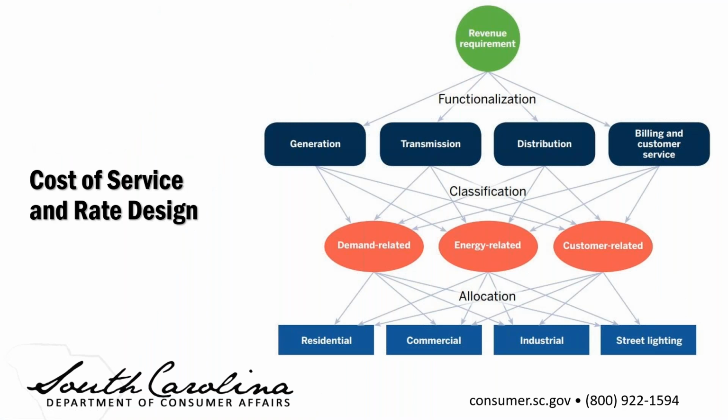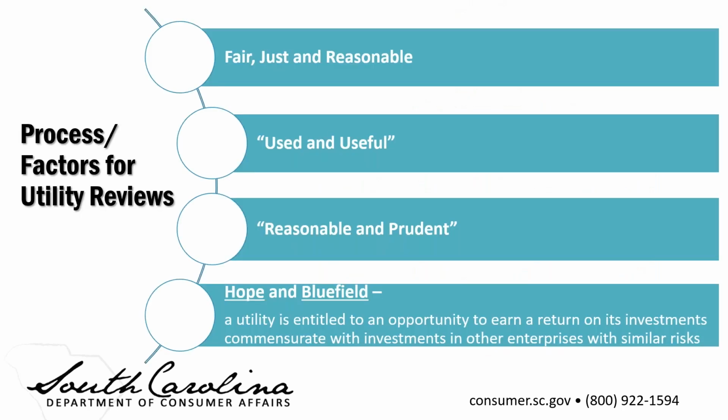Definitely getting a little bit into the weeds here, but again, just to understand a little bit of the process, this is using an electric company again. So essentially, they take all those various costs, they categorize them, whether related to generation or transmission or distribution, classify them, and then they allocate them to residential, commercial, industrial, or street lighting customers. So when the PSC hears from these numerous witnesses, they have certain standards that they're supposed to judge the testimony and the request by.